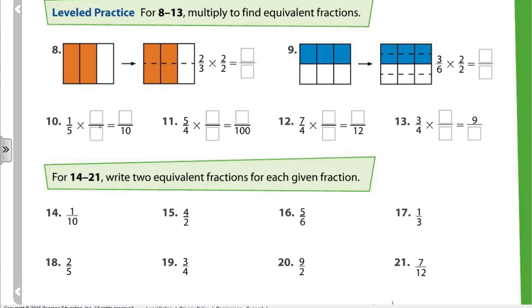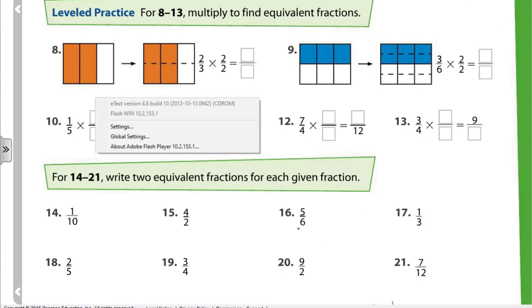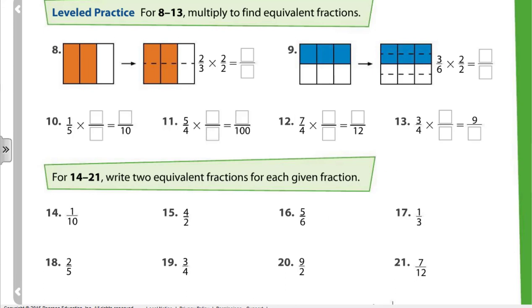In this question number 8, we have area models. And also, we have the fractions. So we can use both to find the correct answer. I will choose one of my heroes to help me. Ali Zakaria. Hussein Al-Hamad. Ibrahim Osama.